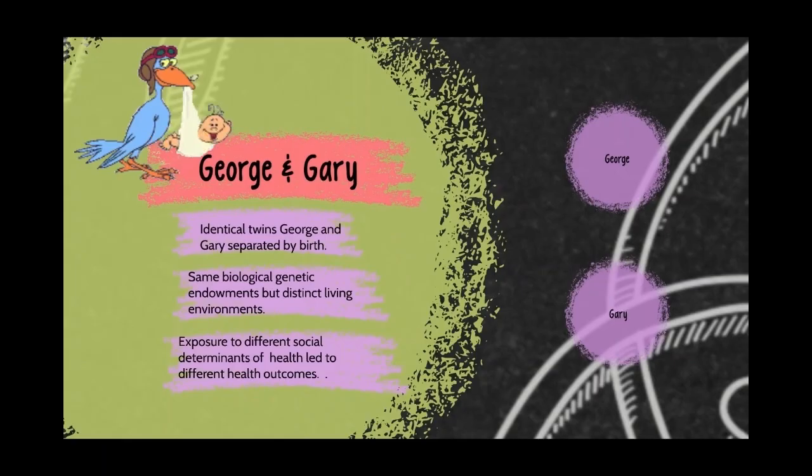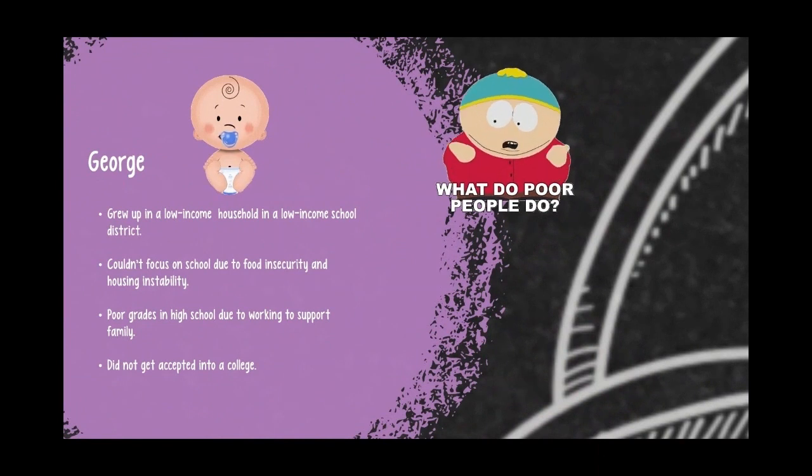Today, we're going to use the story of George and Gary, identical twin brothers, to illustrate how social determinants of health can lead to different health outcomes. George was adopted by parents who didn't go to college and worked minimum wage jobs. When George was little, they couldn't afford food occasionally, and they experienced housing instability. Due to the stress and financial hardship, George had a lot of trouble focusing on his studies. He had to work to help out his family during high school, and as a result, his grades got worse and he wasn't accepted into college.